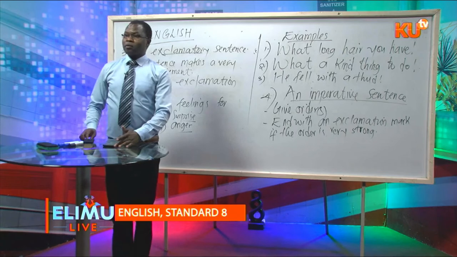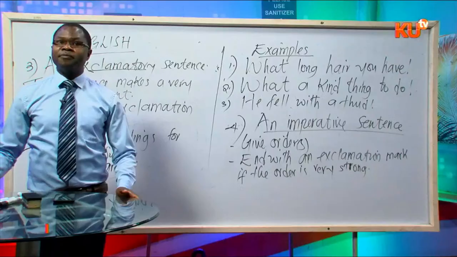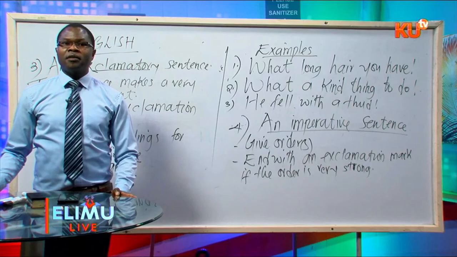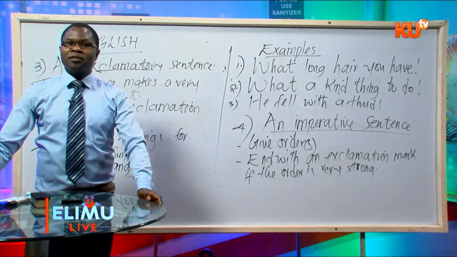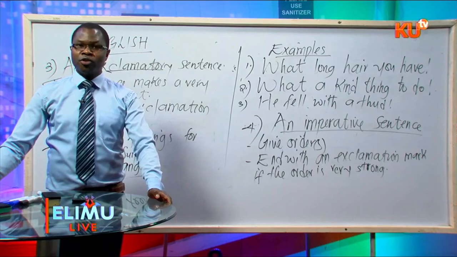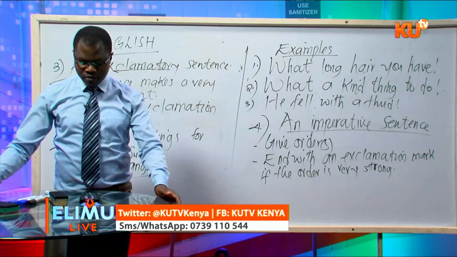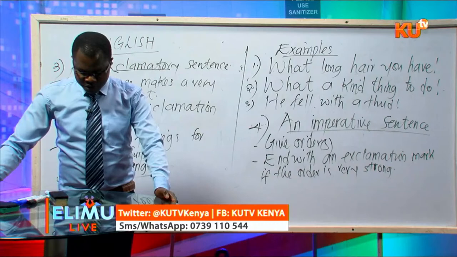So having looked at the four types of sentences, I have spoken about a declarative sentence. These are sentences that make statements. Then we looked at interrogative sentences. They are the ones that are used to ask questions. Then we looked at exclamatory sentences. They are used to express emotions, either of anger or surprise. Then the last one is an imperative sentence, and we have said that this sentence is used to give orders. And I'm going to give examples.